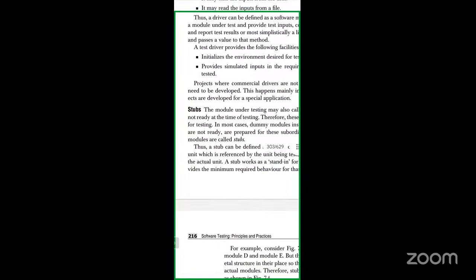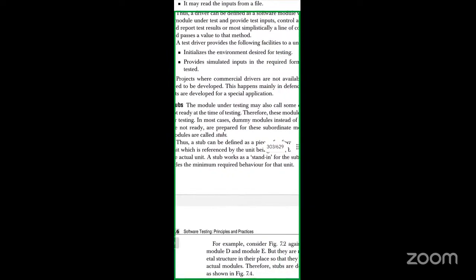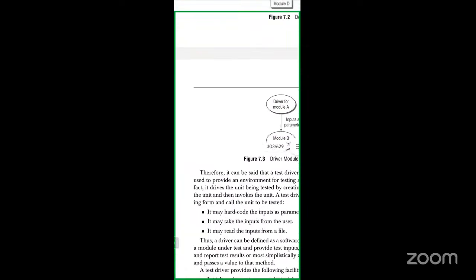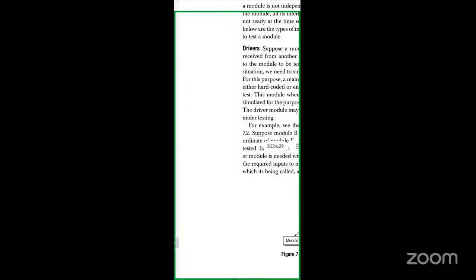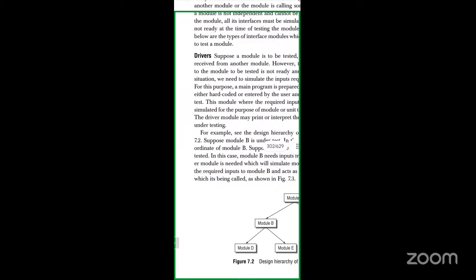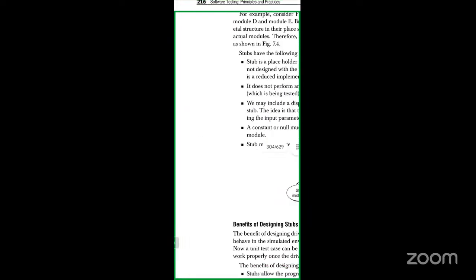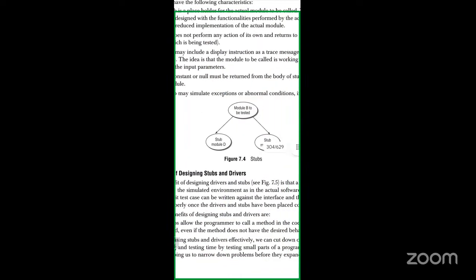So coming to the stubs, dummy modules are called stubs. Original modules, or whatever modules are available for us, are called our drivers, which are capable of doing, or which are doing the testing process, we can say, that is taking us to the end, or taking us to the last.